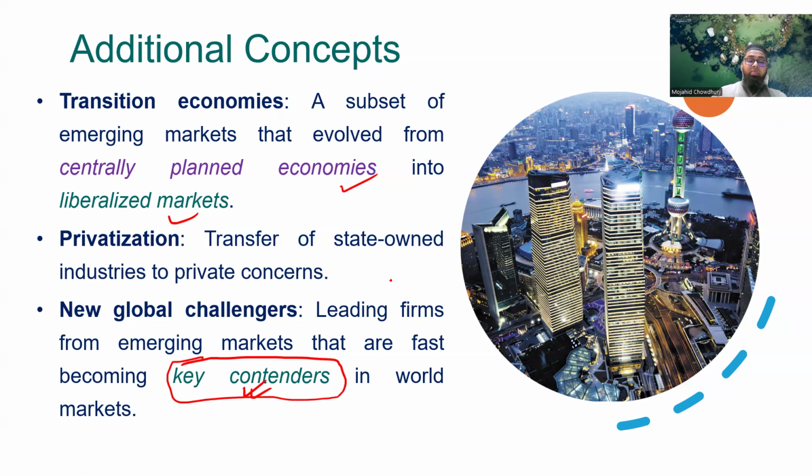So these days, some companies coming out from the emerging markets are so fast that they become key contenders, one of the competitors in the world. So these are called the new global challengers. It used to be companies from the advanced economies, but nowadays some companies from the emerging markets are also trying to penetrate the market in the world.